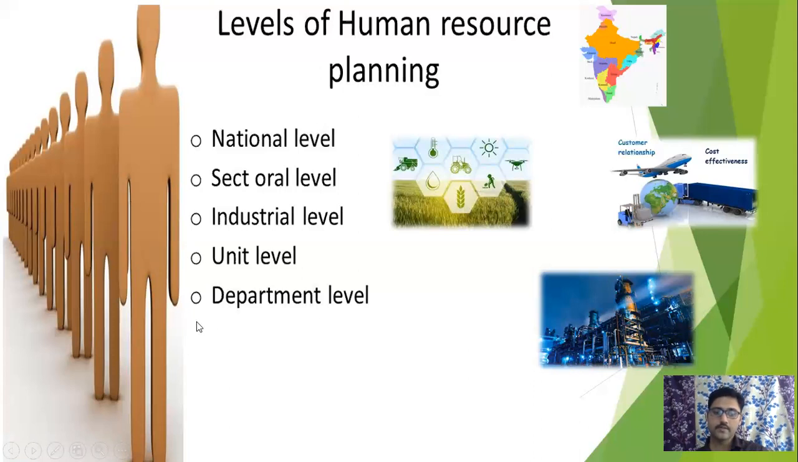because the characteristics of each vary. The characteristics vary from one department to another department. So you have to formulate different kinds of strategy, different kinds of planning for proper utilization of human resources, so that you can meet organizational objectives effectively and efficiently. So these are the levels of human resource planning.